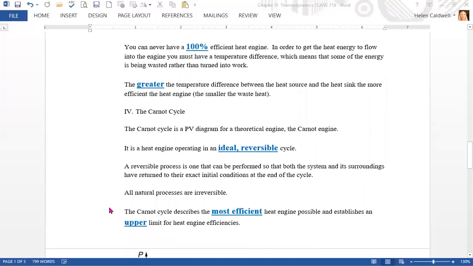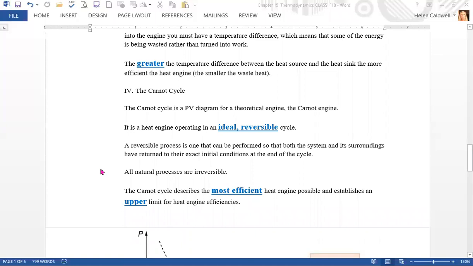Carnot cycle. In physics, we talk about the Carnot cycle. So this is an ideal reversible cycle trying to show you how heat energy would flow through a theoretical engine. So it's not for real things, it's for idealized engines. Because in the real world, there are no reversible processes. Energy is always lost somewhere along the line, and you can't just throw it in reverse. All natural processes are irreversible.